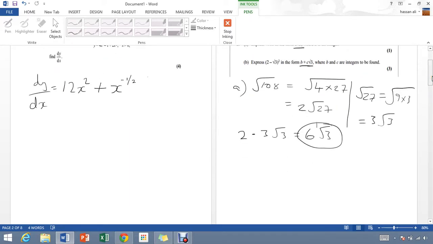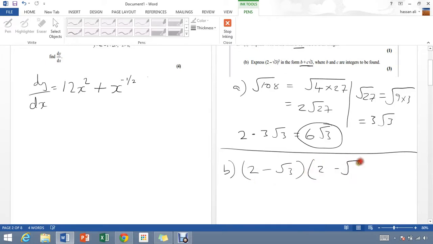Okay, part b is asking you to express 2 minus root 3 squared. Again, you can just rewrite this as 2 minus root 3 in two brackets. Now we want it in the form of b plus c root 3, so just go ahead by expanding this. 2 times 2 will give you 4, minus root 3 times 2, so minus 2 root 3. Again, we're doing the same here: 2 times minus root 3 will just give you minus 2 root 3.